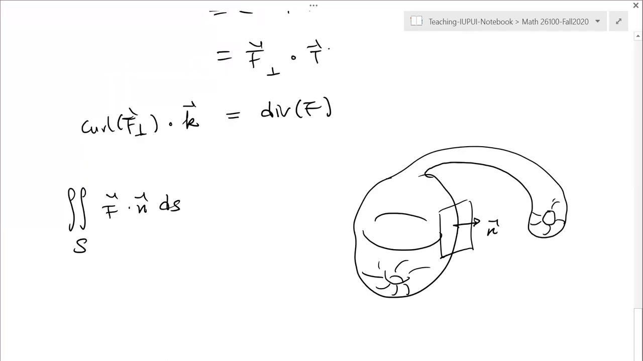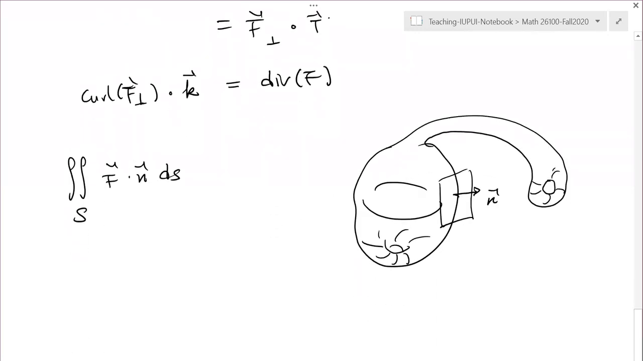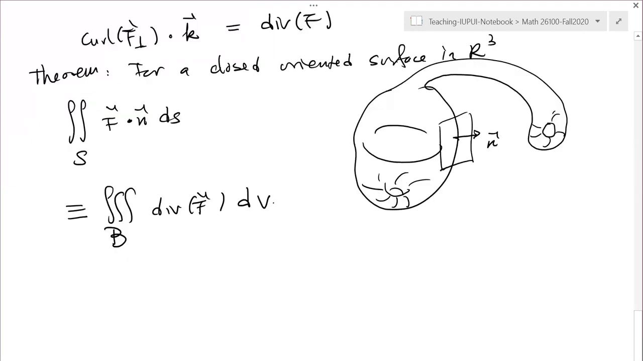So in dimension 2, maybe it's better to consider only the integral of the inner product of the vector field with the normal vector, right? Anyway, we're going to generalize the same, and it turns out to be the same for a closed oriented surface in R3. It's a wonderful formula, very similar to the one we just derived for dimension 2. So you can convert a surface integral of a vector field to a triple integral, as long as this is a closed surface.